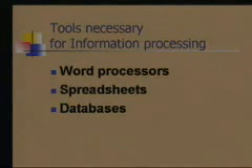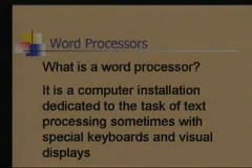The first thing we're looking at is word processing. What exactly is a word processor? The definition is: it is a computer installation dedicated to the task of text processing, sometimes with special keyboards and visual displays. Now, does that help you? Is that an understandable definition? I'm sure most of you have not understood it, because it not only doesn't explain things, it in fact adds a new phrase called text processing to the definition. So the next question is going to be, what is text processing?